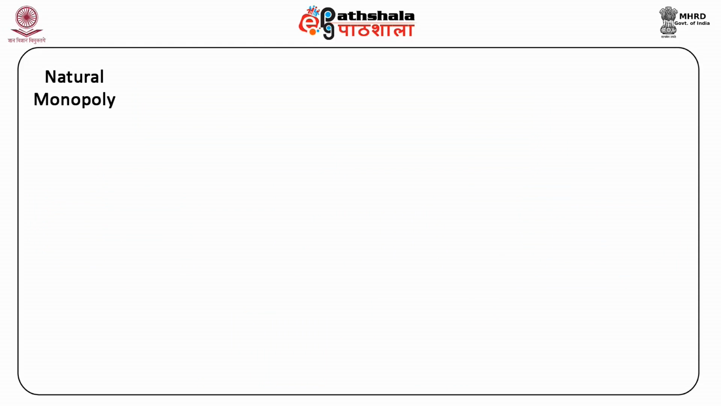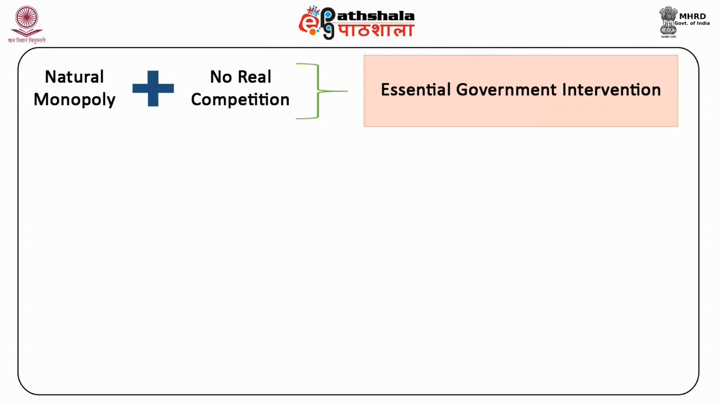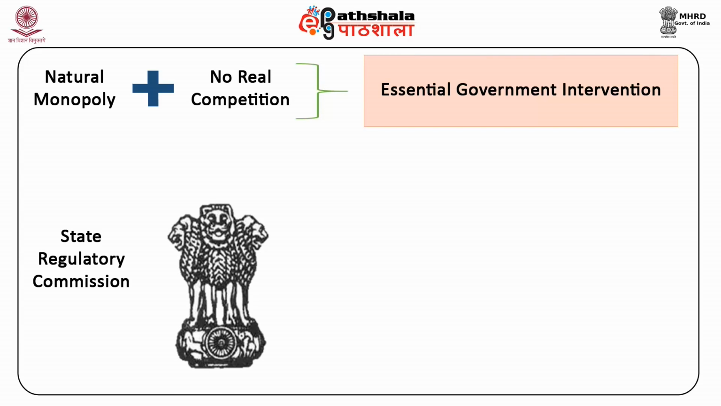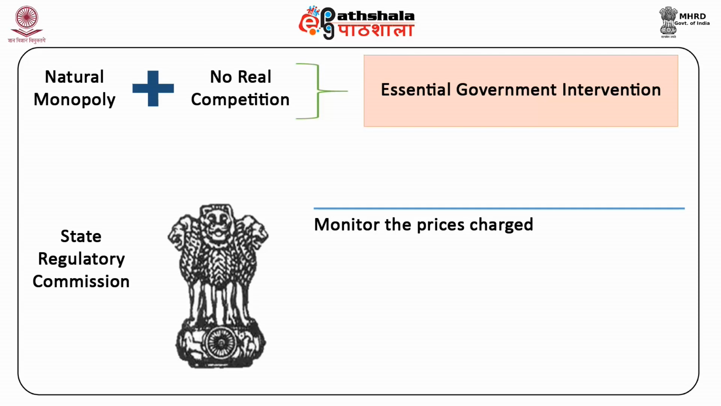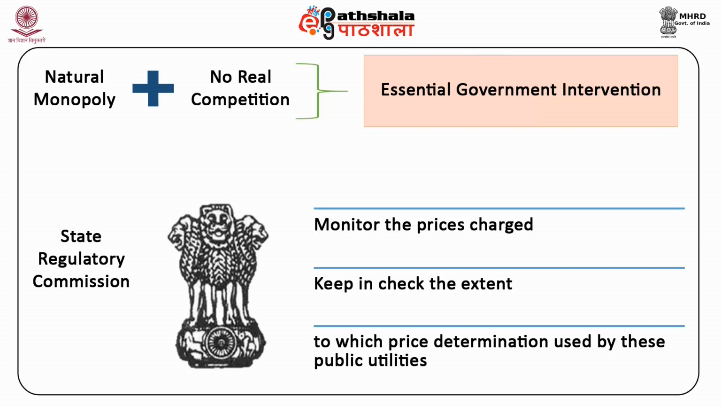Hence, being natural monopolies and having no real competition, government intervention is essential to ensure that public utilities do not abuse their market power by setting higher prices. The conduct of such firms is commonly regulated by state regulatory commissions that monitor the prices charged by them, Figure 1, and also keep in check the extent, if any, to which price discrimination is used by these public utilities.